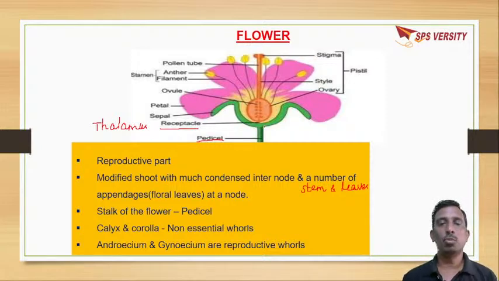Above the thalamus come the floral leaves. Floral leaves means the sepals, petals, stamens, carpels. The outermost whorl is called calyx.